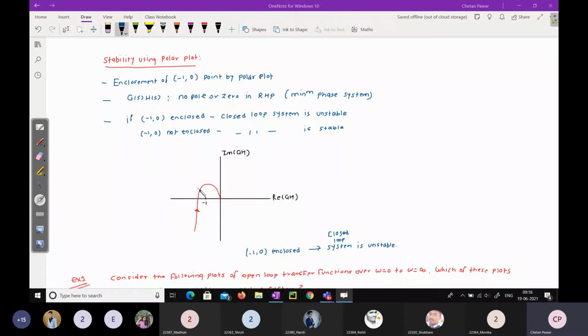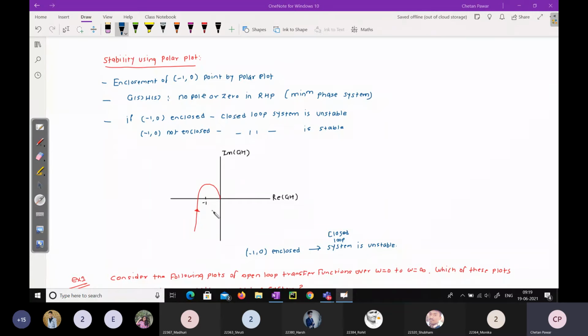So if you want to determine the stability using the polar plot, that system should be a minimum phase system. The open loop system should be the minimum phase system. So what is the meaning of this? All poles and zeros will lie in the left half side of the S-plane. Okay. For those systems only we can apply this technique to find out the stability using polar plot.